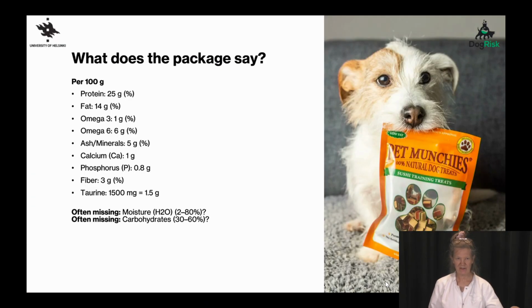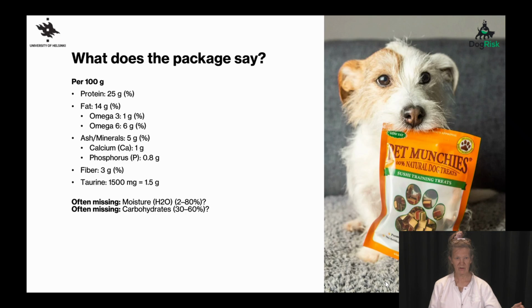What does the package say? When you are looking at a dry food package, you see things like protein, fat, ash, fiber, and those are very important ones. They are the ones that we're going to use in our calculations. But you also might see things like omega-3s and 6, and actually don't know that they already are part of the fat. Also, the calcium and phosphorus that is given there as 1 gram and 0.8 grams are actually already parts of the mineral or the ash content of the food.